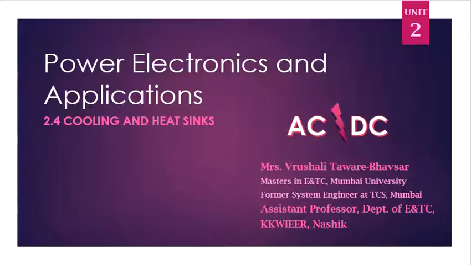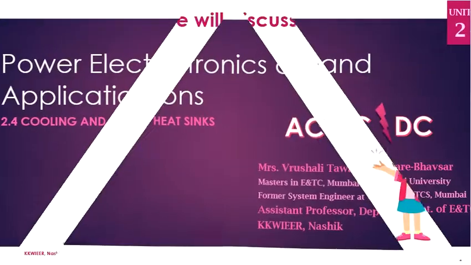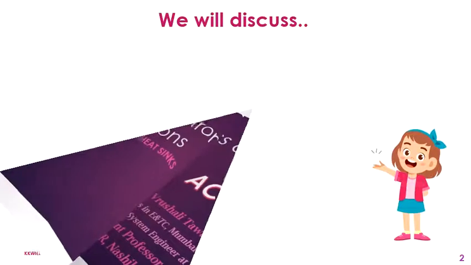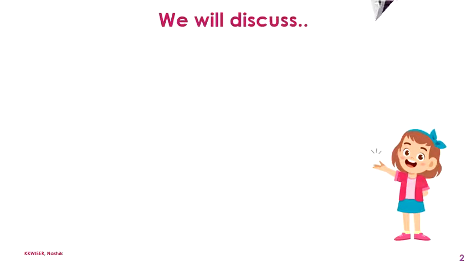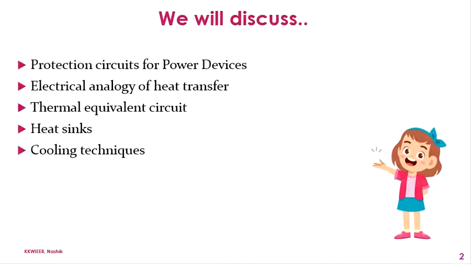In this session, we are going to see how the power devices can be protected by cooling and heat sinks. So we will discuss protection circuits for power devices, electrical analogy of heat transfer, then thermal equivalent circuit, heat sinks and different cooling methods. So let's start.